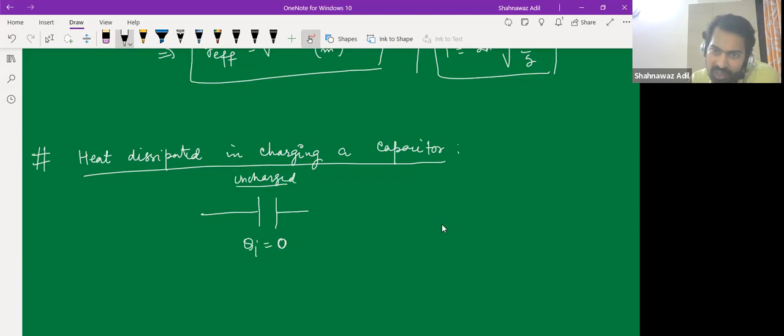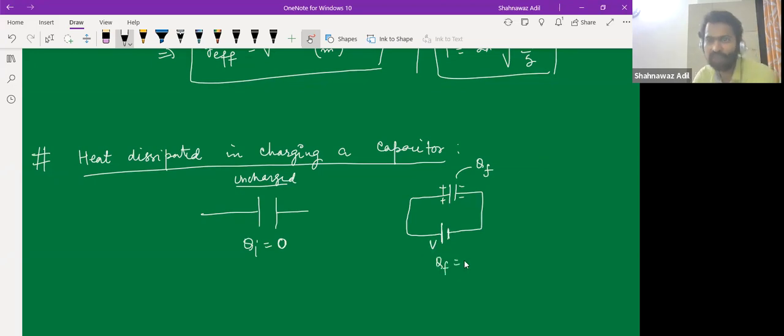Now we connect a voltage supply, so this capacitor gets charged, right? Let's say this is a charge Q. This is Q final, and the voltage that we have supplied is V. So Q final is something, and we will discuss this in the next class. We should stop here.